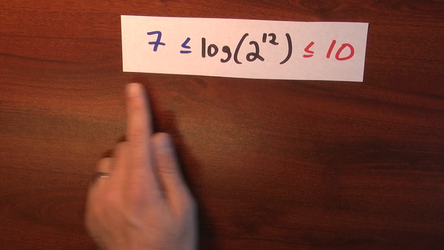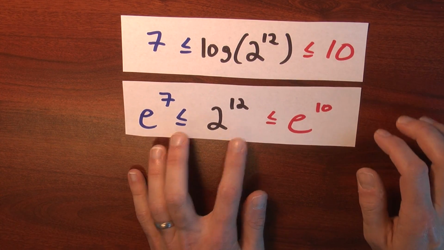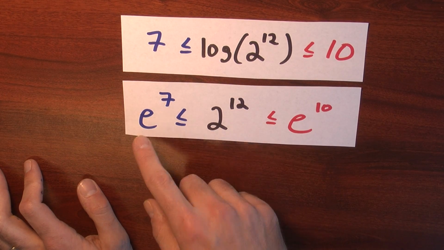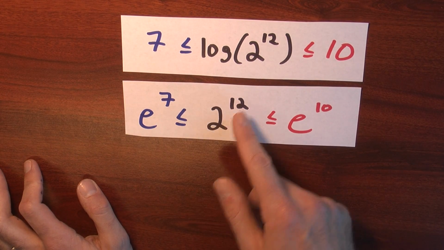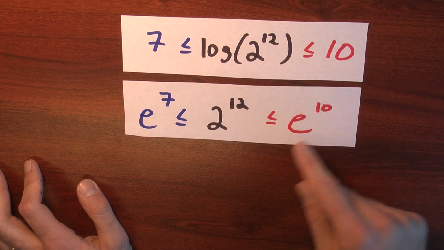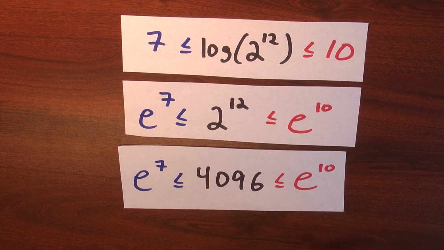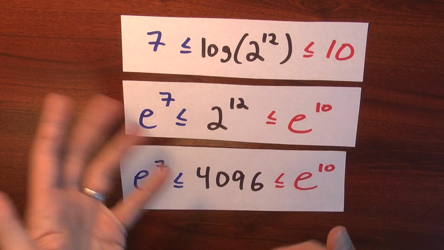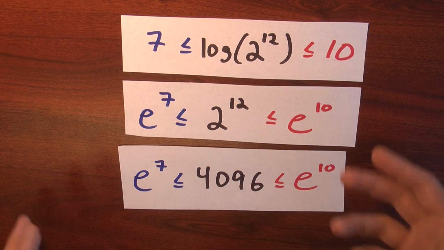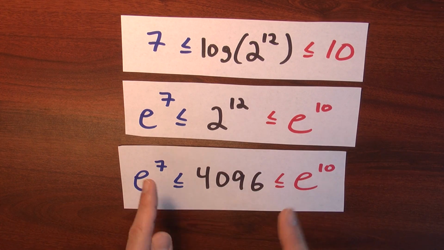And then I could apply the exponential function to all three of these things, and I'd find out that e to the 7th is less than or equal to 2 to the 12th, because e to the log undoes the log, which is less than or equal to e to the 10th. And 2 to the 12th is 4096. So what I've shown just by playing around with alternating series is that 4096 is between these two numbers.